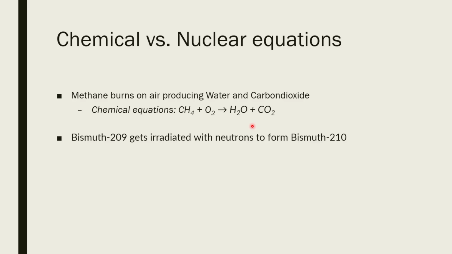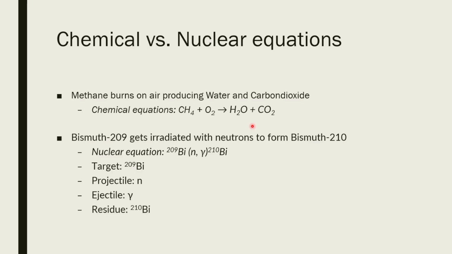A nuclear reaction would look something like this, where you will have the target, the bismuth-209. Then you have your projectile, so this is the stuff that flies in. This is the neutron. You will then have an ejectile, which is in this case a gamma photon, a very high-energy prompt gamma photon. And then you have the residue, so what is left after the reaction. Hopefully the stuff that you would want.